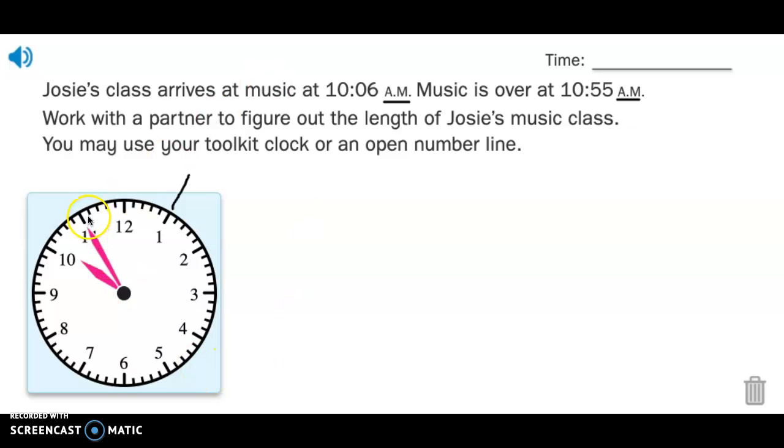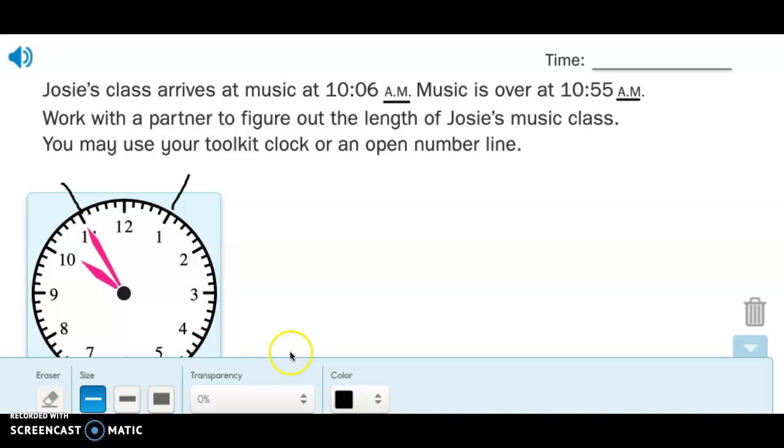So how many minutes did we jump? Well, let's start from our starting point and count by fives till our end point, because we counted what time it was, but now we need to know how many minutes have passed. So if we start here, we go 5, 10, 15, 20, 25, 30, 35, 40, 45, 50. We just went 50 minutes.